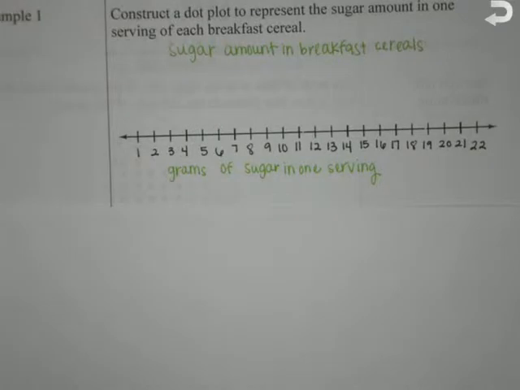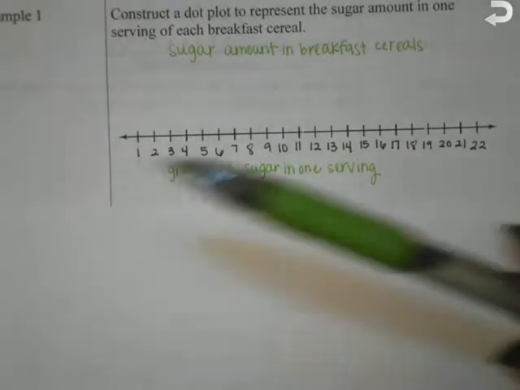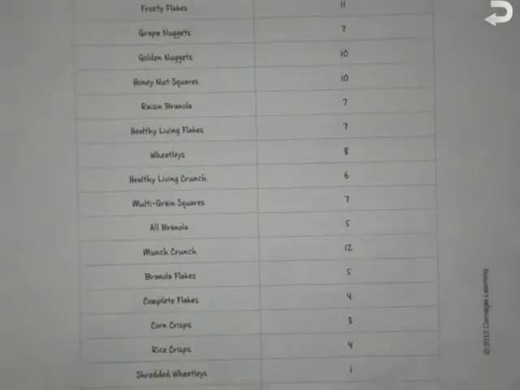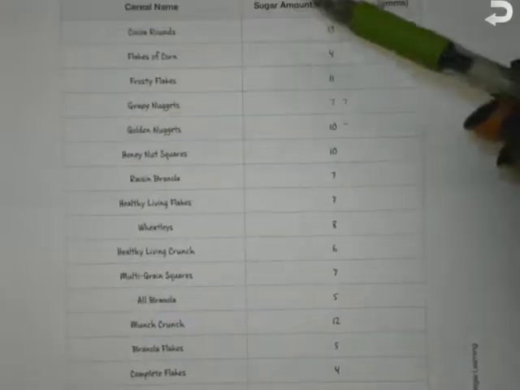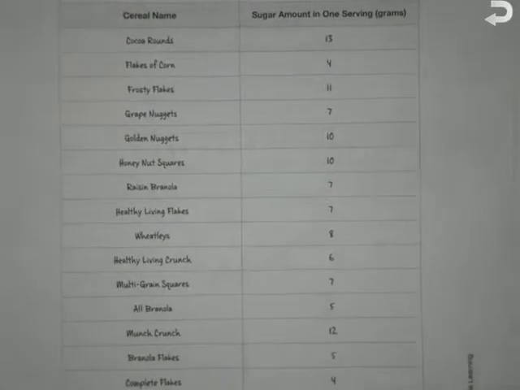And now we're actually going to construct our dot plot. So to construct our dot plot, you can do one of two things. We can go to 1 and we can look at, on our chart, how many breakfast cereals have only 1 gram of sugar. Or what we can do is we can just go down our list one by one, and we put a dot or an X or something to represent each cereal that has that many grams of sugar.